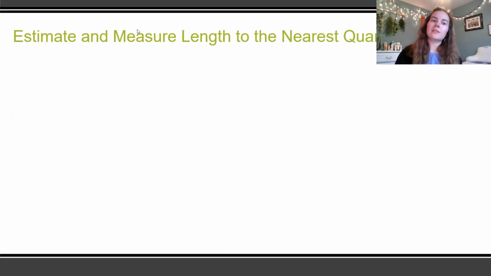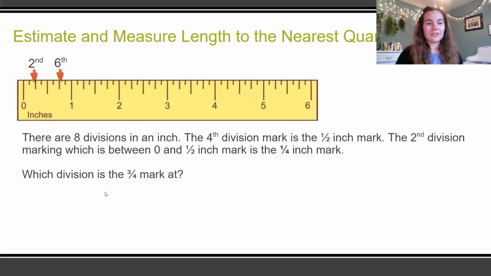Okay, and now we are estimating and measuring length to the nearest 1/4 inch. Had to move my video to see that one. So this one gets a little bit trickier. In an inch, there are 8 divisions. So if we count these lines, 1, 2, 3, 4, 5, 6, 7, 8. 8 divisions. The 4th division mark is the 1/2 inch mark. Let's count. 1, 2, 3, 4. So this line is our half point.